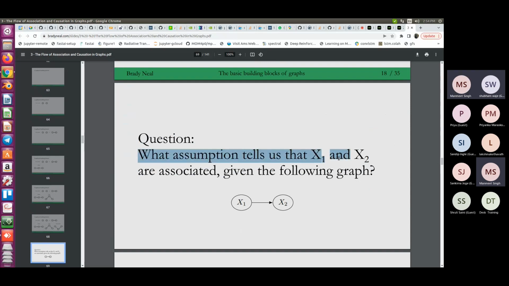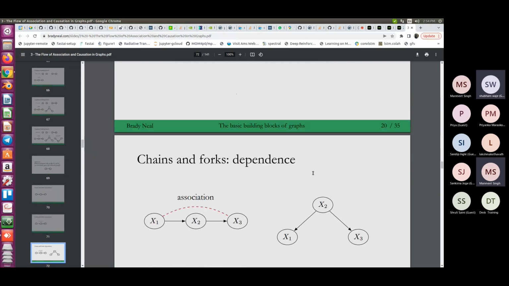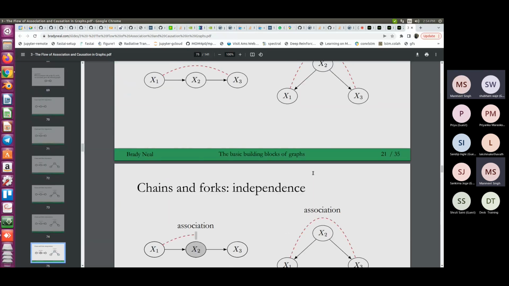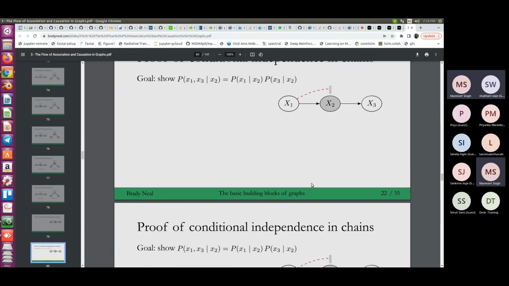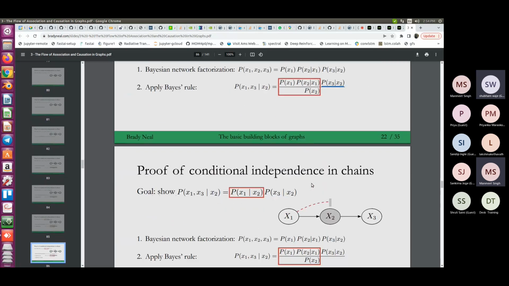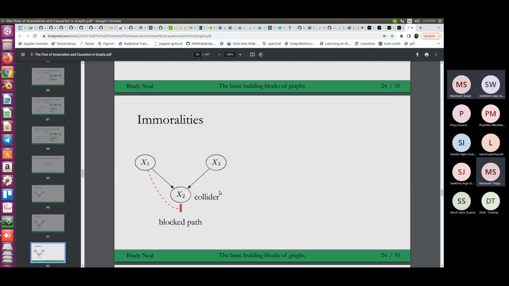Okay, so what assumption tells us that x1 and x2 are associated given the following graph? The assumption is dependence. It's also called a collider. The difference between a fork, a chain and a collider is that only in a collider, if you know about x2, then x1 and x3 are dependent on each other. They are not independent.